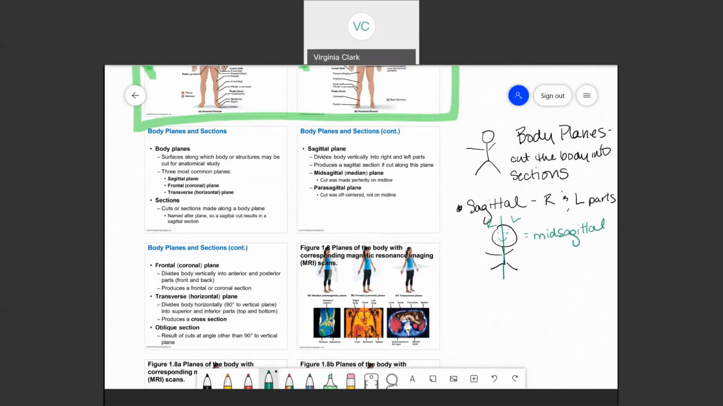So with the sagittal plane, that is going to be this guy right here. You are cutting it essentially down the middle of the body, in between your eyes is a good way to say it. You're going to get a right and a left part.